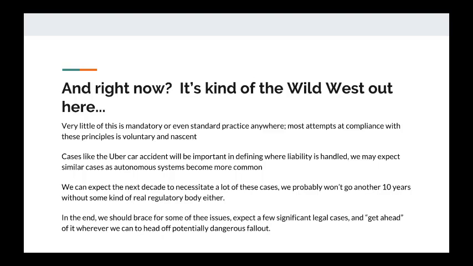Cases like the Uber car accident will be more important. We've got to define liability, and we can expect the next decade to necessitate a lot of these cases. I can't imagine we go another 10 years without a real regulatory body that everybody knows about. We should brace for some of these issues, expect a couple of significant legal cases, and just get ahead of it wherever we can, both in terms of bias and in terms of strong AI, to head off any kind of potentially dangerous fallout. So that's all I have.